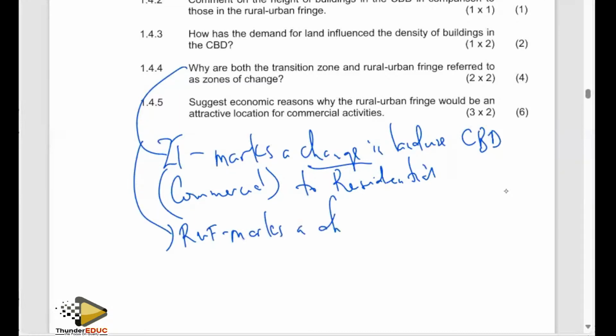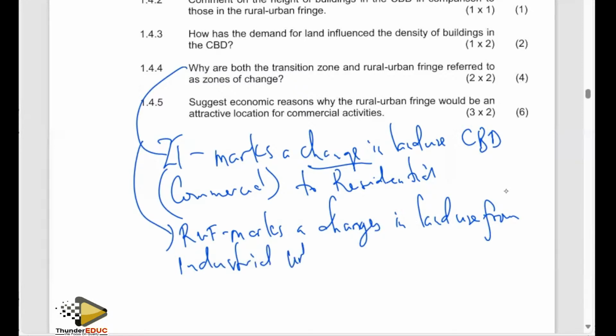It marks a change in land use from industrial, in this instance, it's mainly industrial, which is part of urban, it's an urban land use zone, to rural areas. After the zone of transition, we are completely going into a rural area. So it's a zone of change. We are transiting from urban functions going to rural functions. It is a zone between the change process of coming from an urban area going to a rural area.